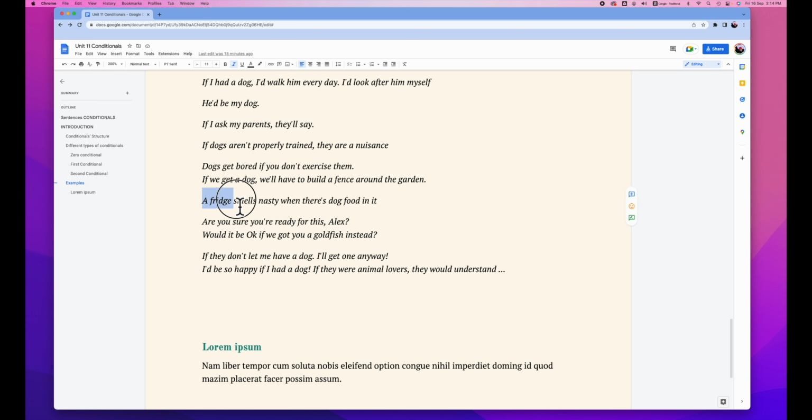A fridge smells musty when there's dog's food in it. Are you sure you're ready for this, Alex? Would it be okay if we got you a goldfish instead? If they don't let me have a dog, I'll get one anyway. I'll be so happy if I had a dog. If they were animal lovers, they would understand.